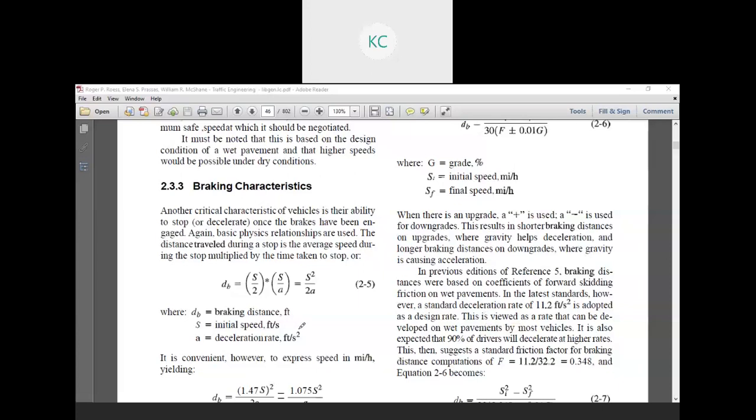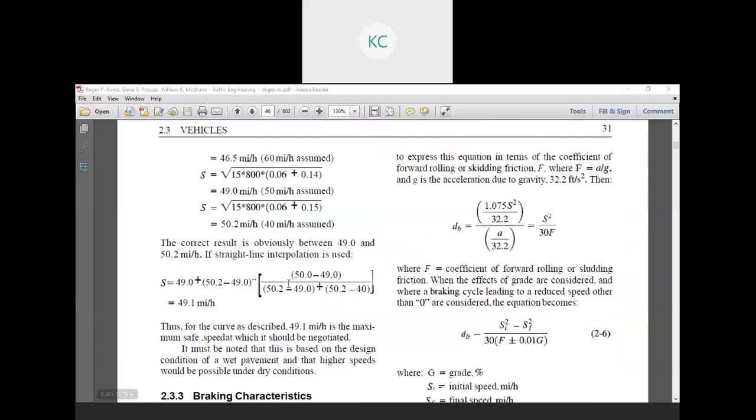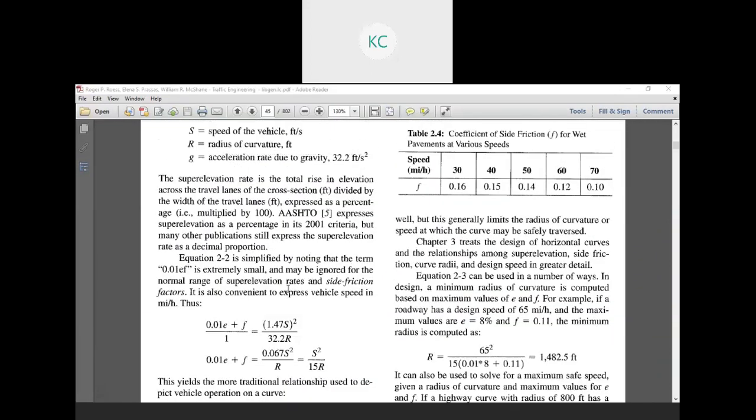Good morning, all. Today we are going to start a new topic in the vehicle characteristic. The name is the braking characteristic. In the previous lecture, we were discussing the different types of slow speed turn, high speed turn, and super elevation, and different facility and the design vehicle specification.